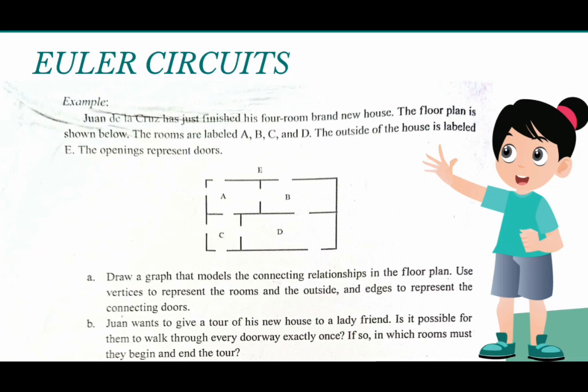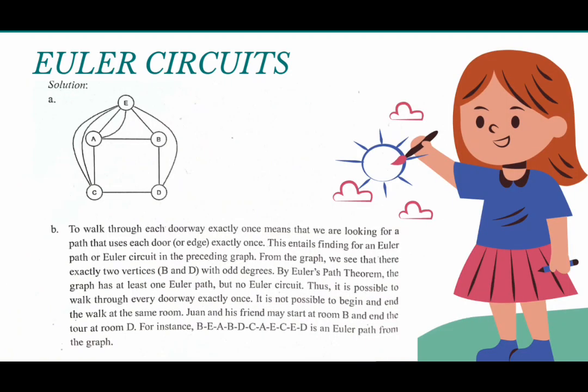And now, letter B: Juan wants to give a tour of his house to a lady friend. Is it possible for them to walk through every doorway exactly once? In which room must they begin and end the tour? Okay, paano nga naman? Oh, ito yun. Let me show you the solution. Ito yung Eulerian circuit. Okay.